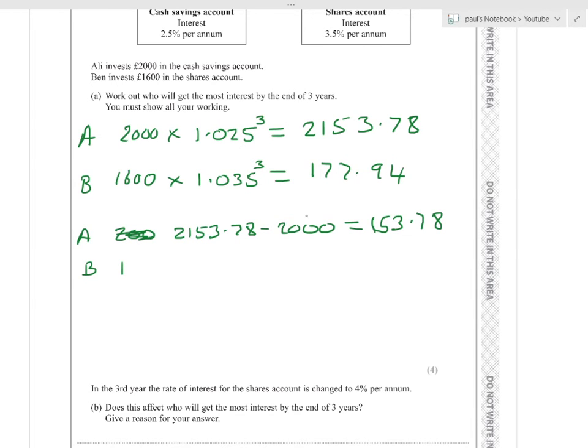So B is going to be 1600 times 1.035 cubed, 1773.95. So we're going to have 1773.95 take away 1600, which is 173.95. So who gets the most? Ben. Ben gets the most, yeah?